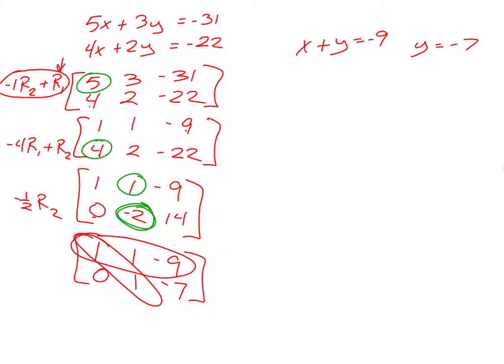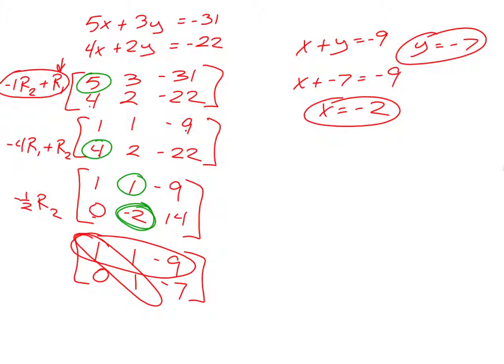What can I do to figure out what x needs to be? Plug in y. So I have x plus -7 equals -9. So that means x equals -2. And I have solved this system of equations. What can I do to make sure my answers are correct? Plug it back into the original. So 5 times -2, -10, -7 times 3. Does that give me -31? Yes, so that tells me I did it correctly.